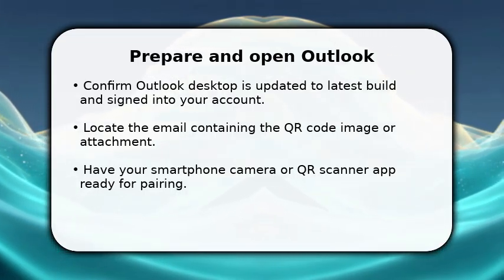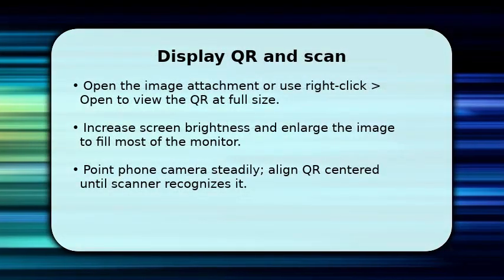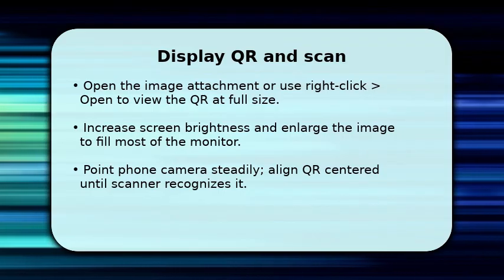Now open the QR image in Outlook so it fills the preview pane, or open the attachment in the default image viewer. Once visible, enlarge the image and boost screen brightness to improve contrast. This helps scanners detect the pattern.